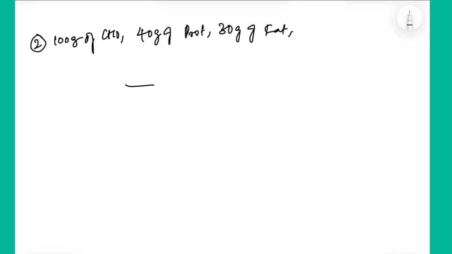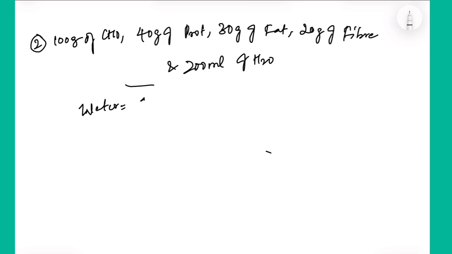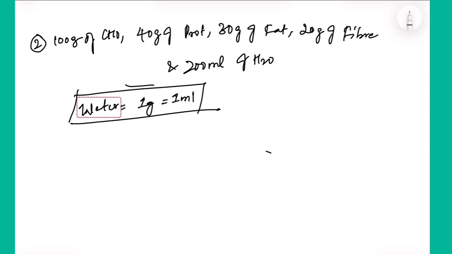100 grams of carbs, 40 grams of protein, 30 grams of fat, 20 grams of fiber, and 200 ml of water. Okay. So now remember, for water, 1 gram is equal to 1 ml, as the density of water is the same. This is an important point for your nutrition course. Now let us go for the calculation.